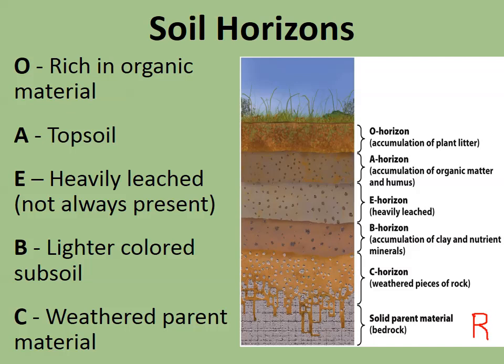Your O is your organic material, that's your top. Then you have your topsoil, which is really the stuff that you're getting in to plant. And then you have your E layer, which isn't always present. Sometimes you see it talked about, sometimes you don't. And then you have a lighter color subsoil, and then your weathered parent material, where your rocks are breaking apart and then becoming soil. Remember that parent material we talked about before.